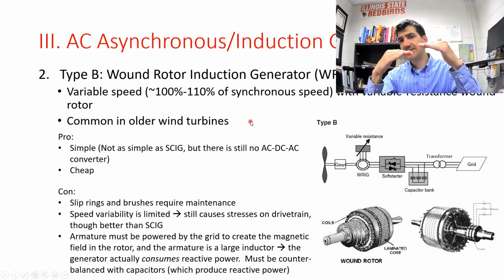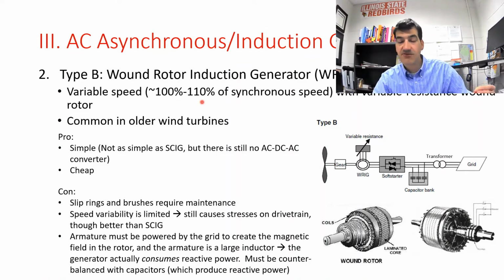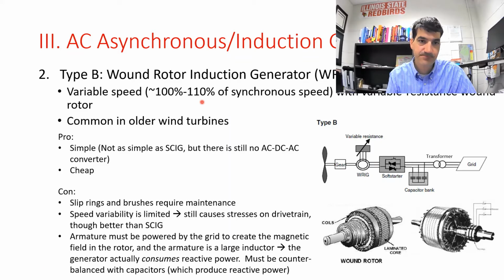This is like the next step after the squirrel cage induction generator, but it's still pretty simple. We're talking like the 1990s into the 2000s. This was a common type of generator for different brands of generators. We get a little bit more variability of input speed. It's not a lot more, but roughly speaking, you can now have your generator input at somewhere between 100% of synchronous speed up to about 110% of synchronous speed. So you get a little bit more variability than the squirrel cage induction generator.